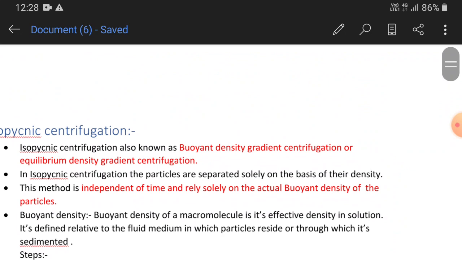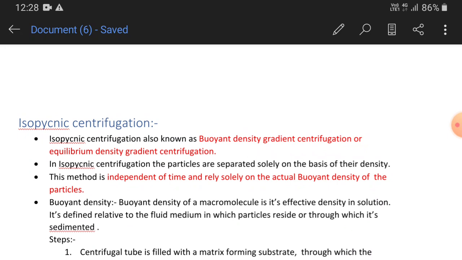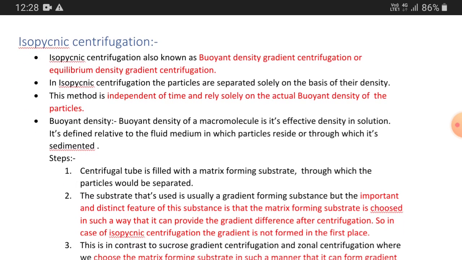So that's it for today, friends. Today we have discussed another kind of density gradient centrifugation, that is isopycnic centrifugation. In the next video I am going to recapitulate some important basic concepts of centrifugation, and I will also try to complete differential centrifugation. We will be left with just one more topic, rate zonal centrifugation, which we are going to cover in the third video that I upload regarding centrifugation.